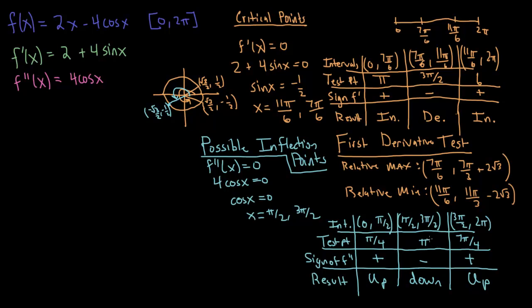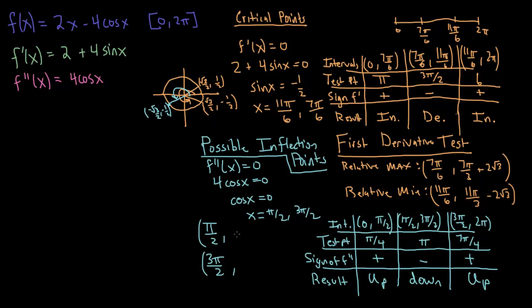Now, this is going to lead to 2 inflection points. So this tells us that when we change from concave up to concave down, there's an inflection point. So we have an inflection point at pi over 2 comma something. And we're switching from concave down to concave up at a possible inflection point. So we're going to have 2 inflection points.